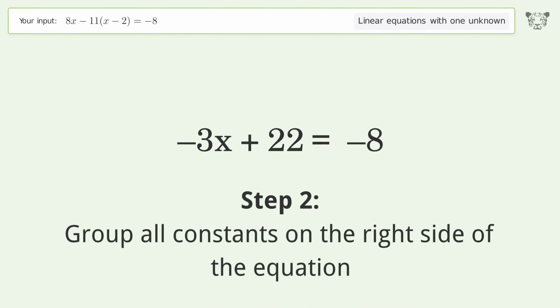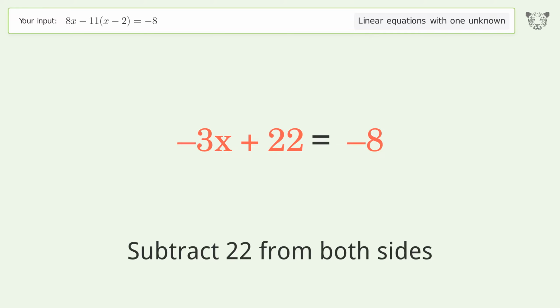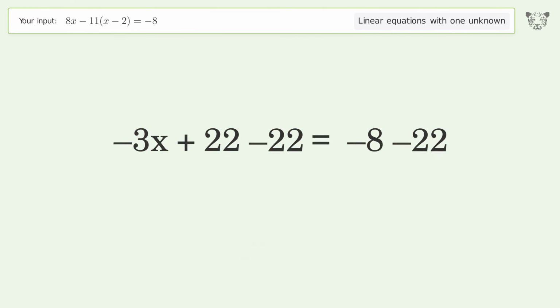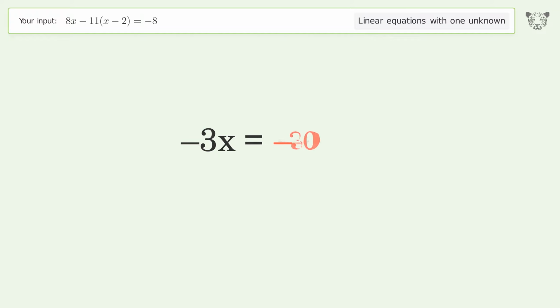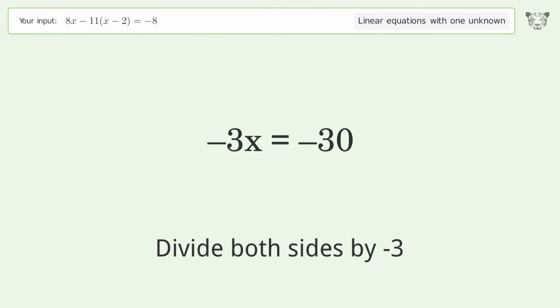Group all constants on the right side of the equation. Subtract 22 from both sides. Simplify the arithmetic. Isolate the x. Divide both sides by -3.